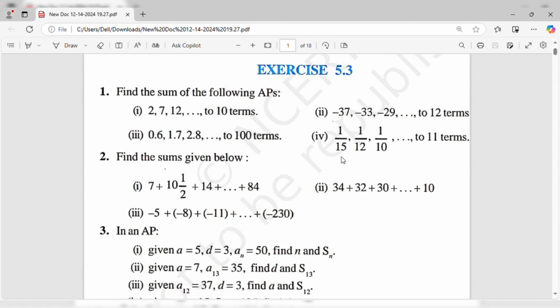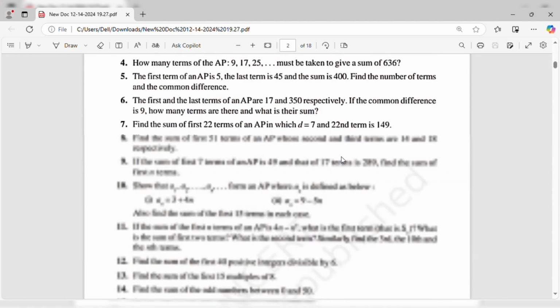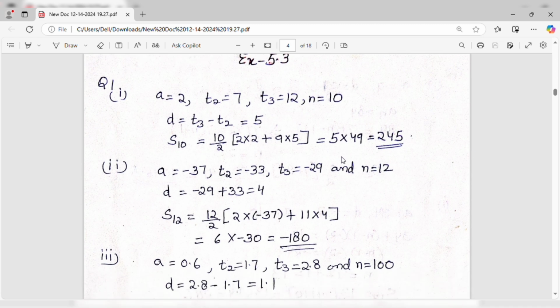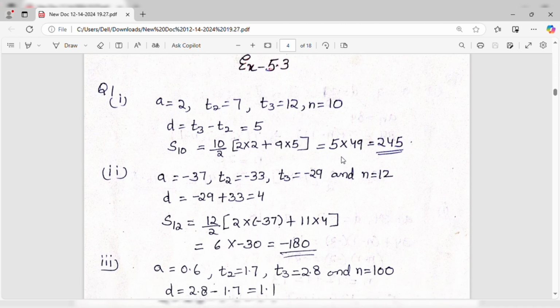Today we are going to discuss the last exercise of AP. In this we will discuss the sum of AP by using the formula Sn equals n by 2 bracket 2a plus n minus 1 into d, and Sn equals n by 2 bracket a plus l, where l is the last term. So for the first question, we have to use the formula and substitute the values provided, and we will get the answer.